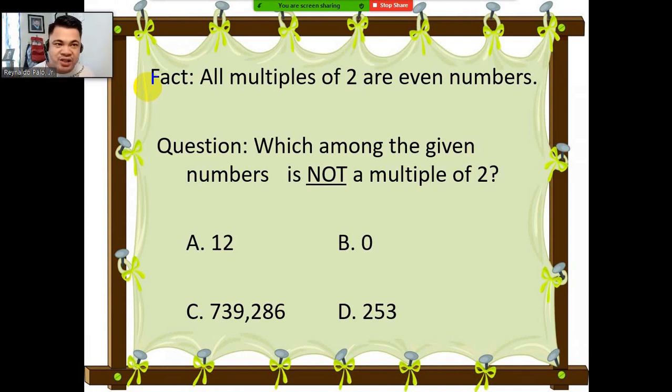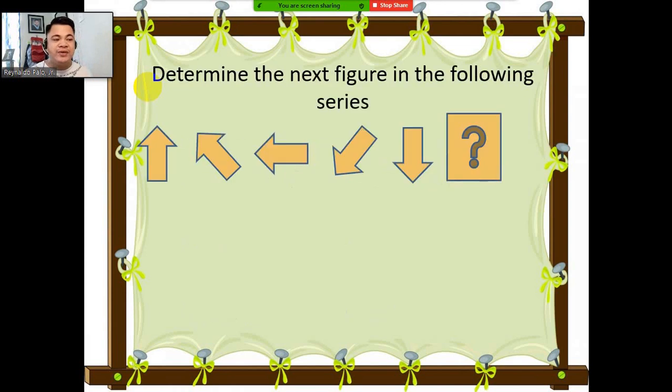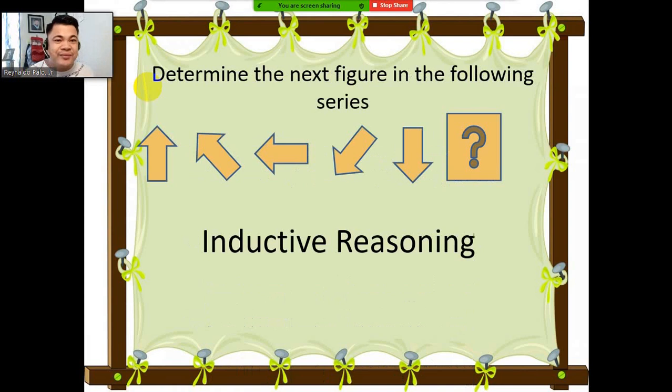Okay, so what do you think is the answer? Very good. It is D, 253. Why? Because we can actually say that since 253 is not an even number, it's an odd number, we can say that it's not a multiple of 2. Alright? So what is the other reason? Because of the fact that all multiples of 2 are even numbers. The type of reasoning is inductive reasoning.